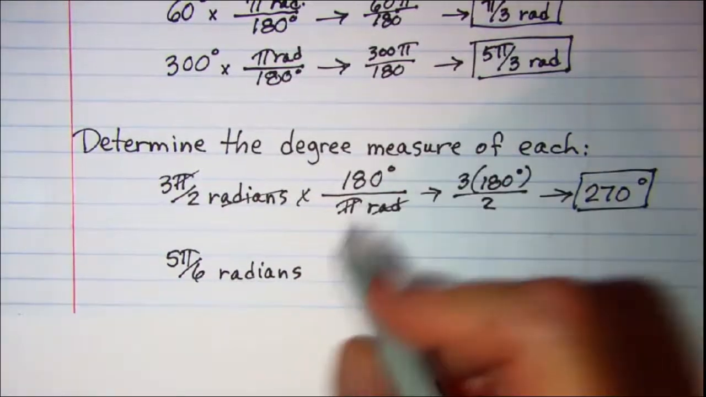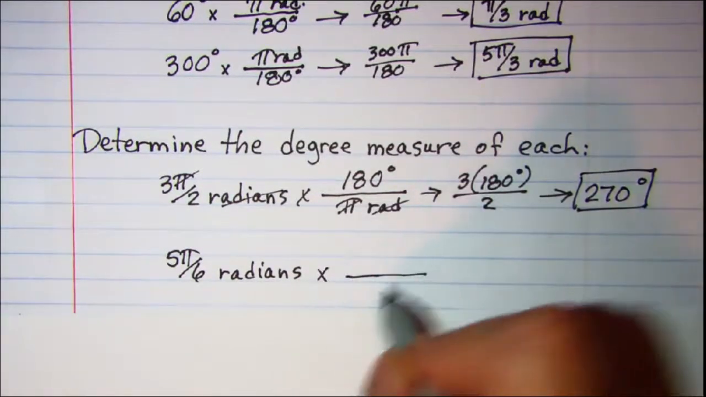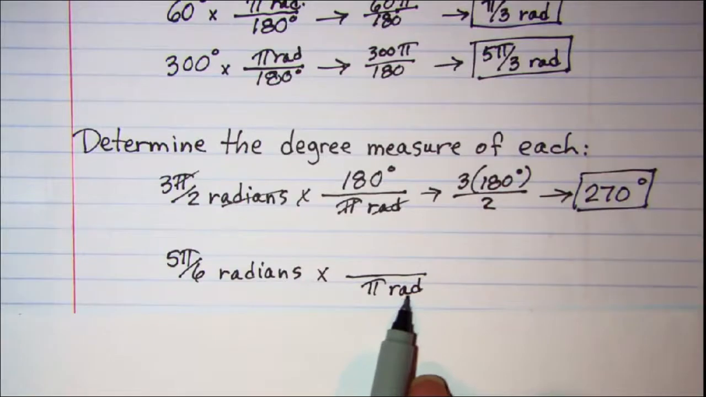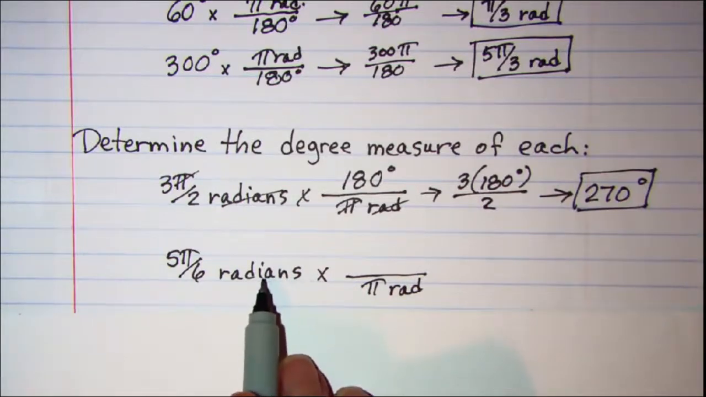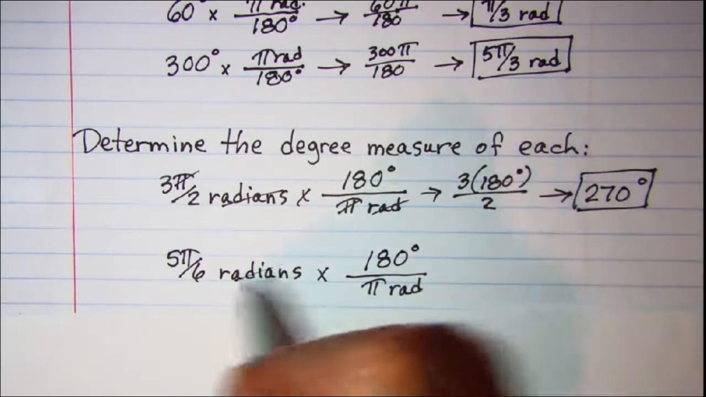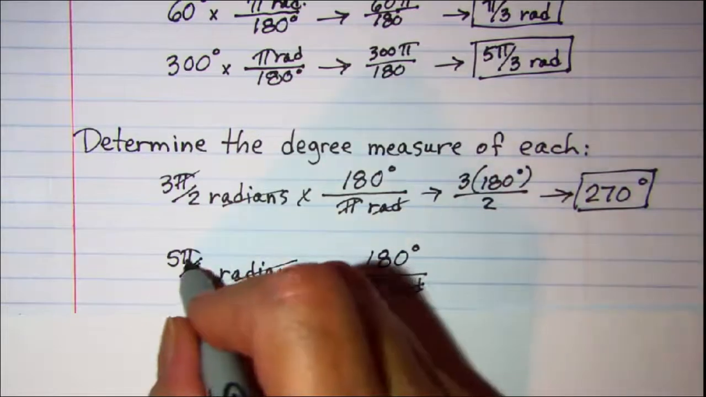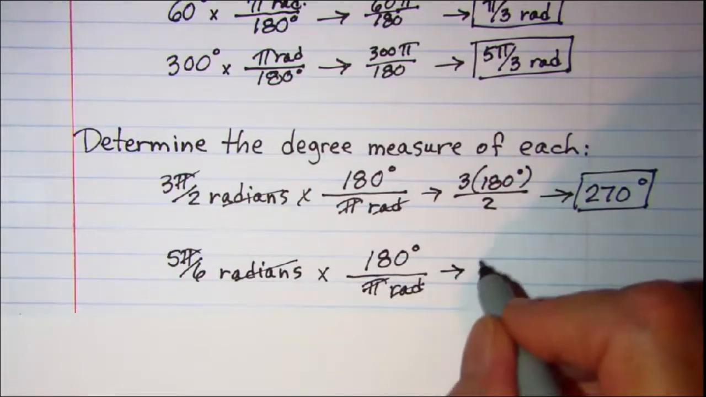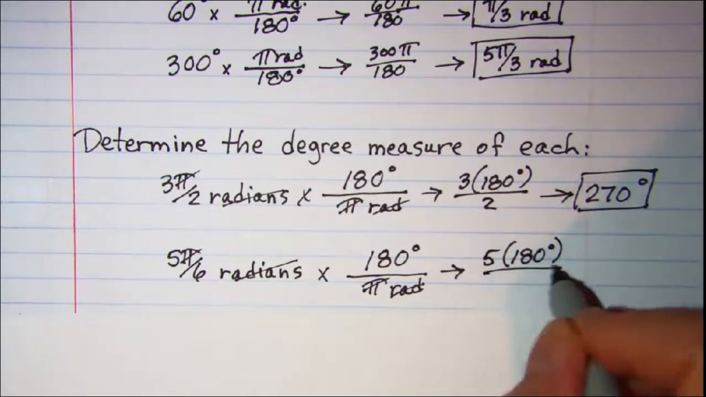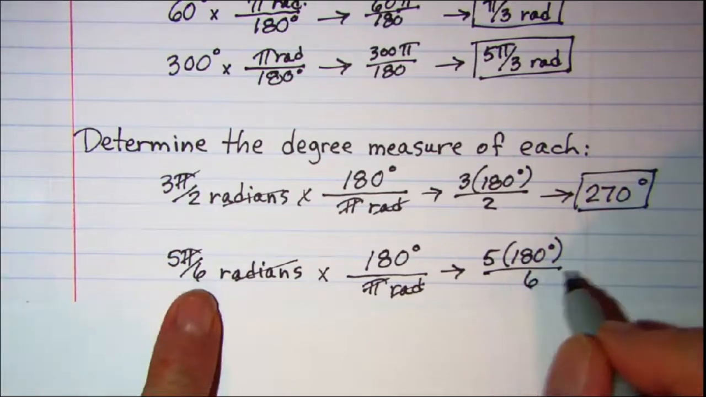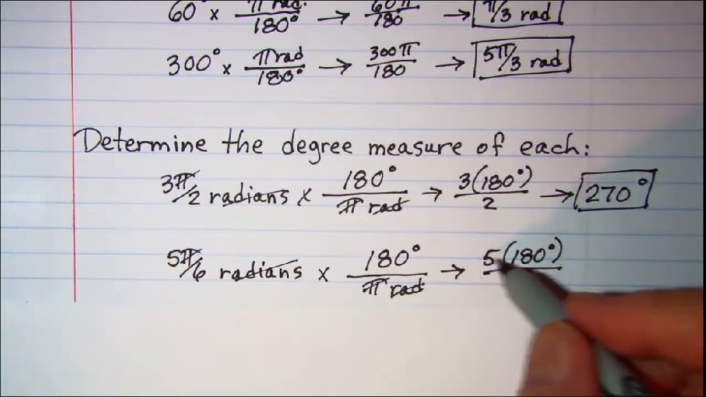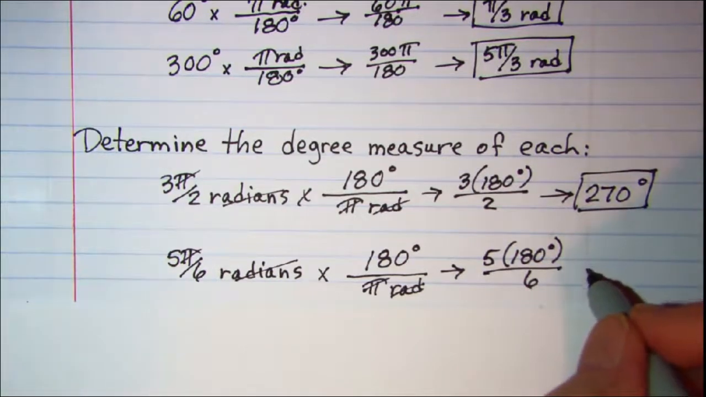Another one, we want to multiply by the unit multiplier that has radians in the denominator. So this radian in the denominator will cancel this radians in the numerator. And 180 degrees in the numerator is what's left. And again, the pi's cancel. So this is 5 times 180 degrees divided by 6. So 6 divides 180 30 times, and then 5 times 30 is 150 degrees.